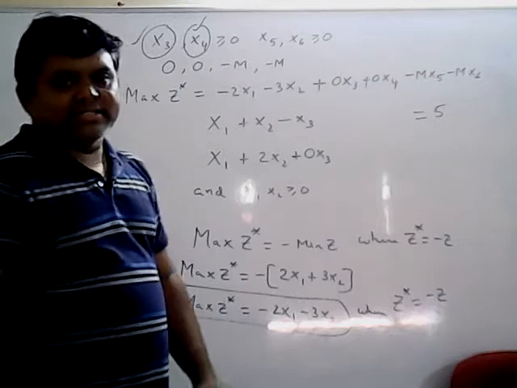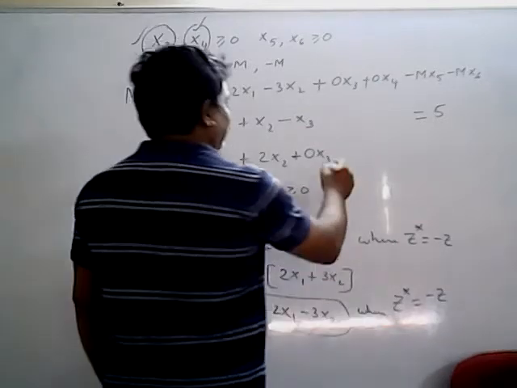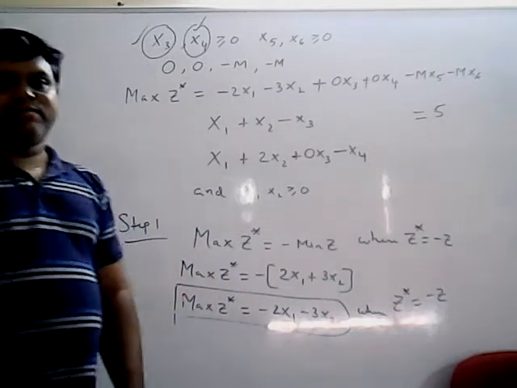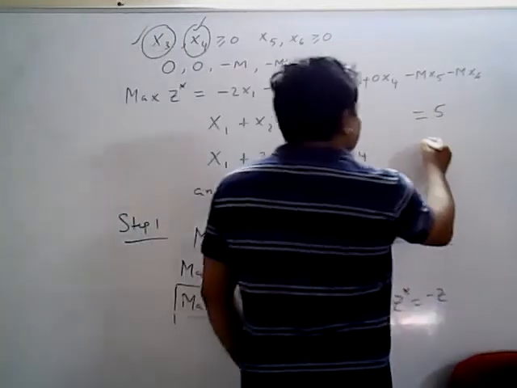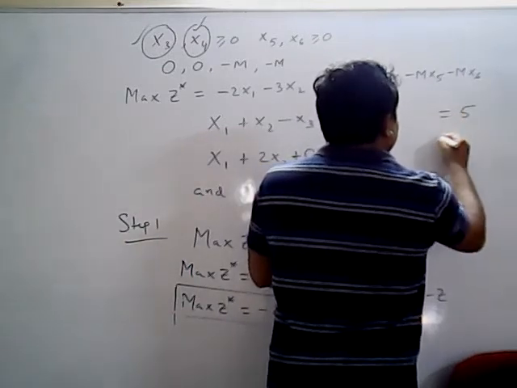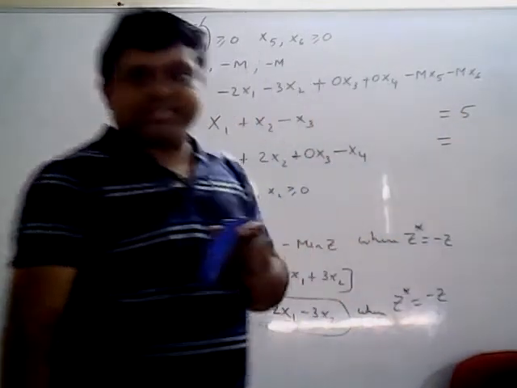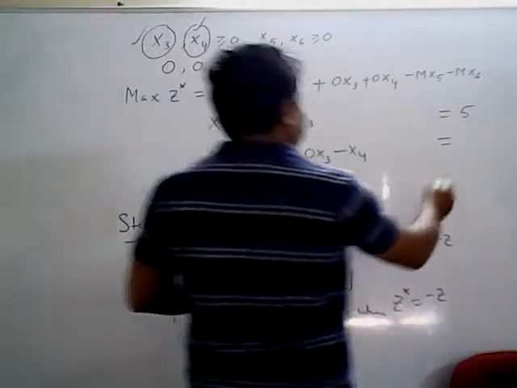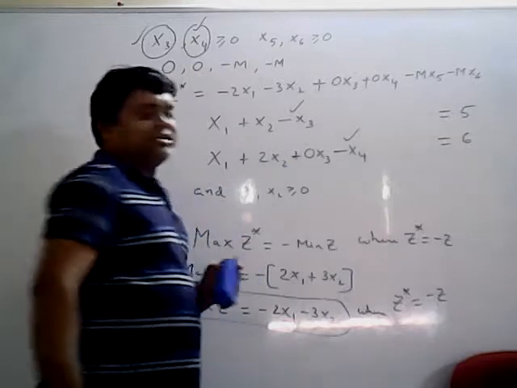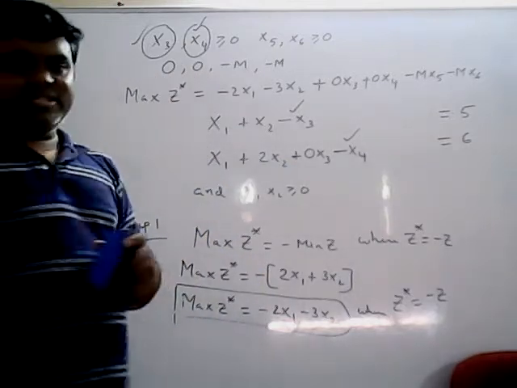Now the second constraint is also greater than or equal to, so that means you require a surplus variable, that is subtracted, minus x4. So that inequality becomes an equality. What is the value? The value is 6 here. So x3 is the slack variable, x4 is the surplus variable.